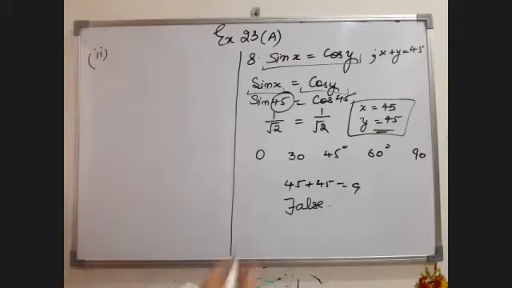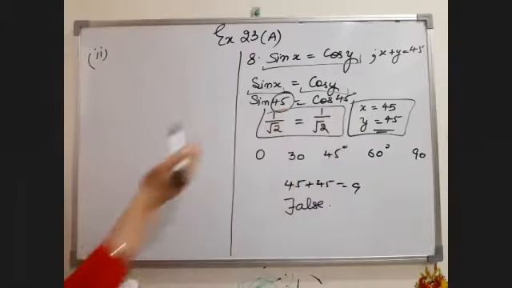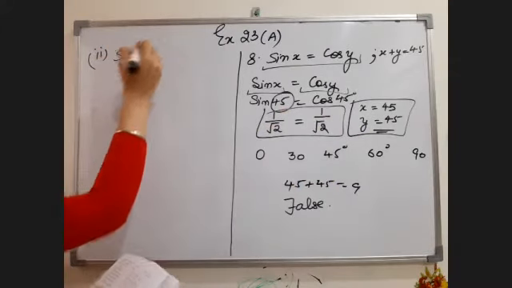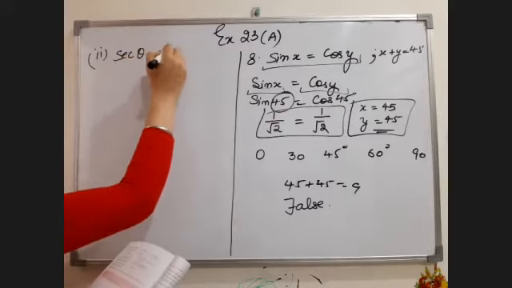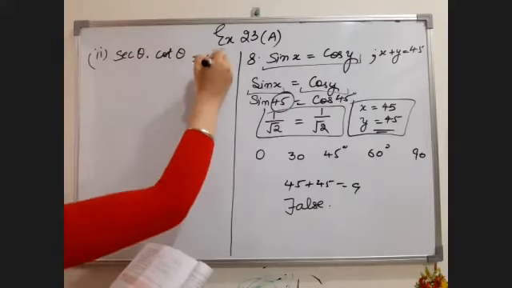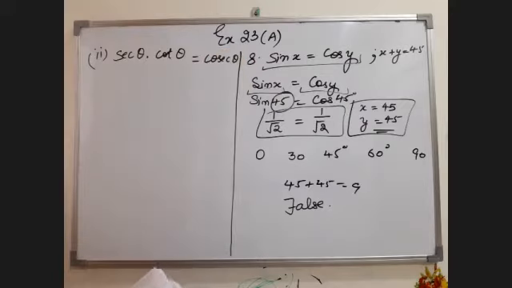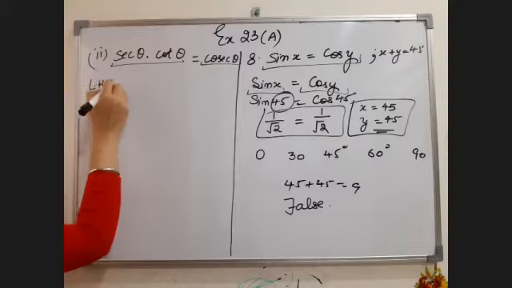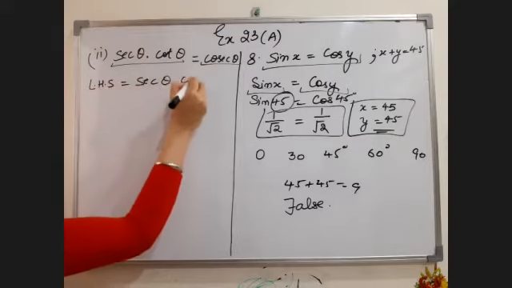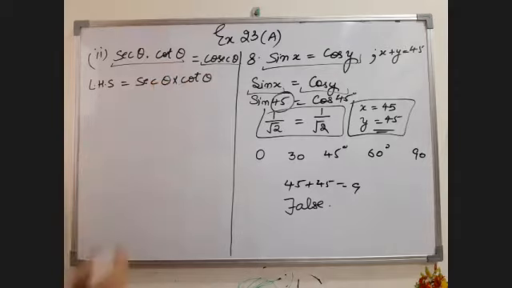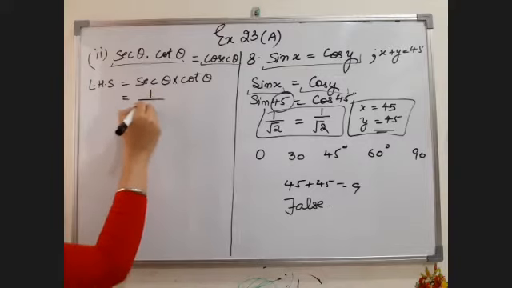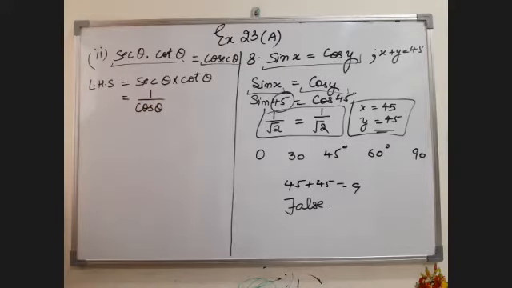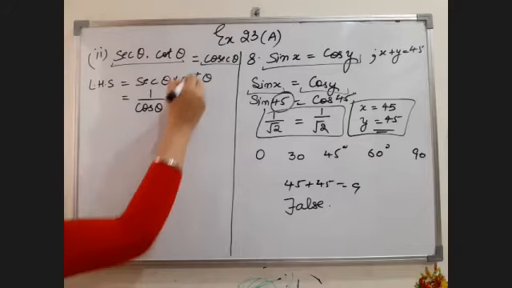True or false, we can always start by assuming, like in this part we have done. Next one: secant theta into cot theta is equal to cosecant theta. Write true or false. Two sides are given to us, left side and right side. Left hand side is equals to secant theta into cot theta. Dot means into. Secant theta is the reciprocal of cos theta, so we can write it as 1 by cos theta into cot theta.